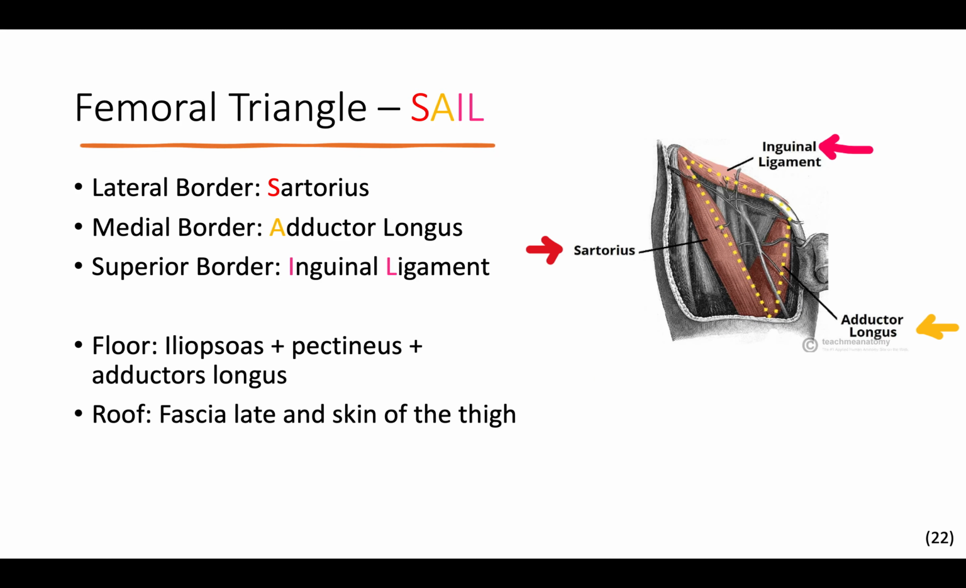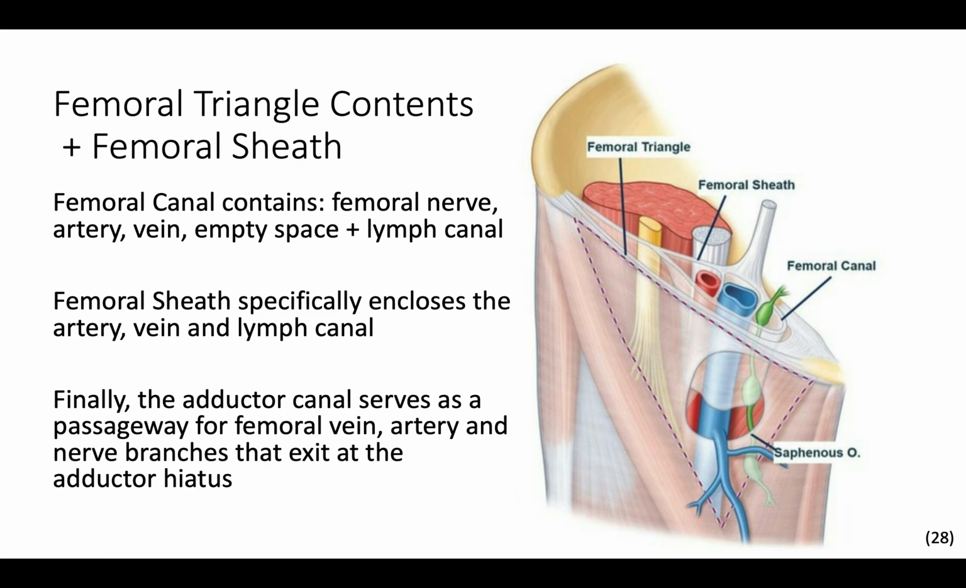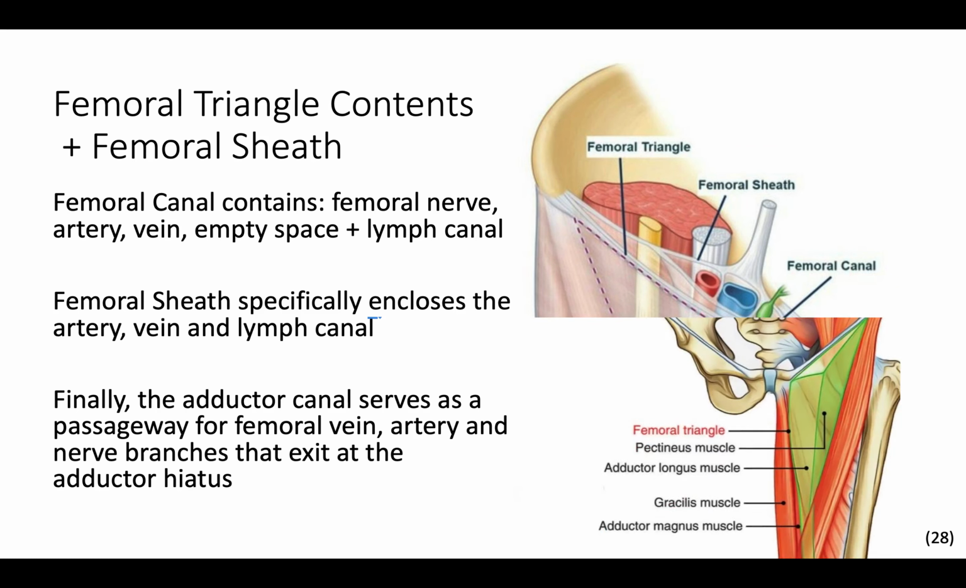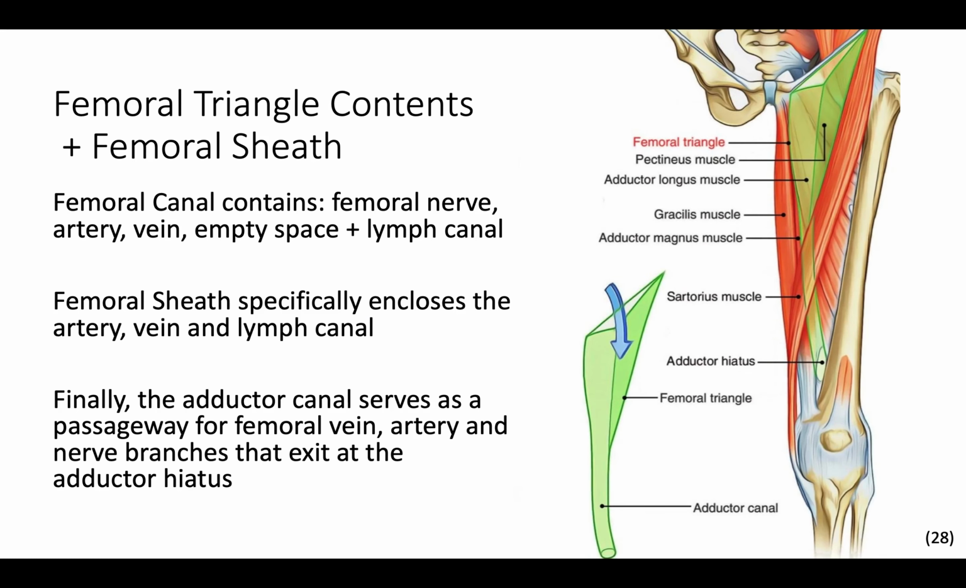The femoral triangle is an anatomical space in the anterior thigh that is bounded by the inguinal ligament superiorly, the sartorius muscle laterally, and the adductor longus muscle medially. The floor of the triangle is formed by the iliopsoas, pectineus, and adductor longus. Meanwhile, the roof is formed by the fascia lata and skin of the thigh. The femoral triangle contains the femoral nerve, artery, vein, an empty space, and a lymph canal. The femoral sheath specifically encloses the artery, vein, and lymph canal. Finally, the adductor canal serves as a passageway. Thank you so much.